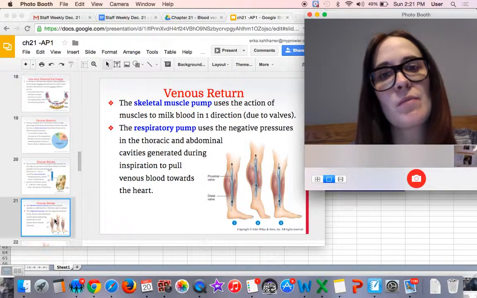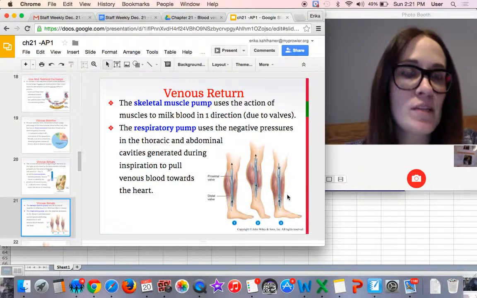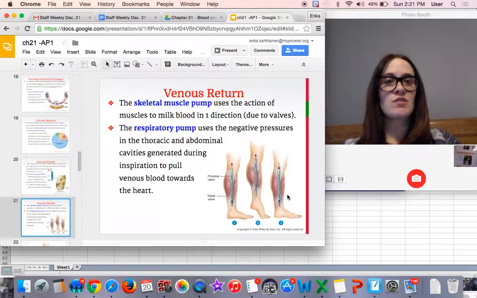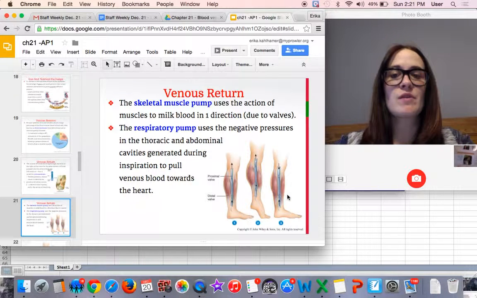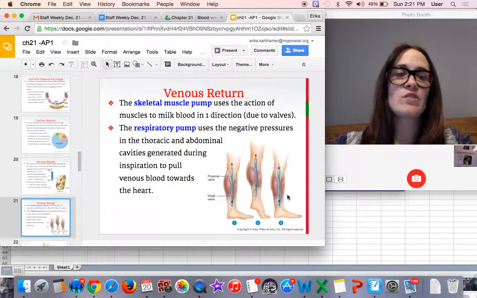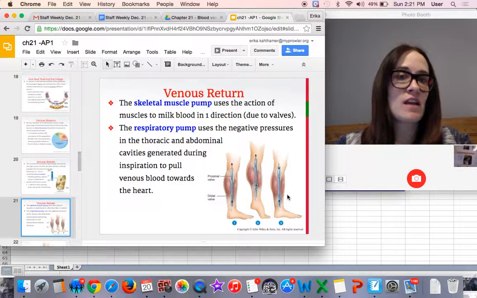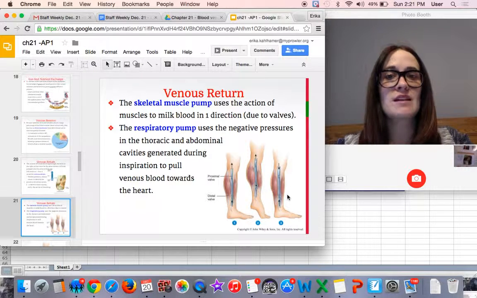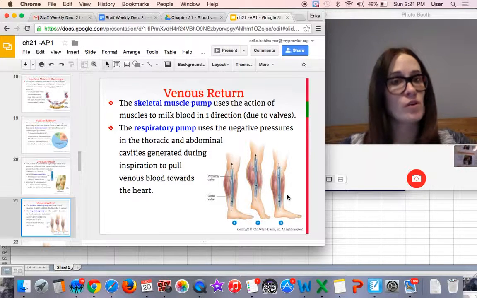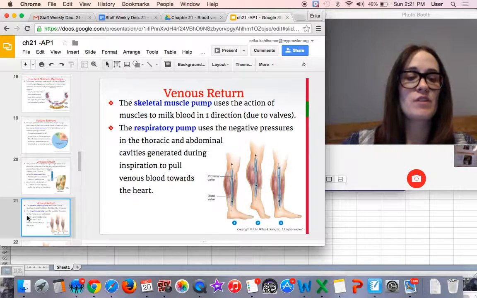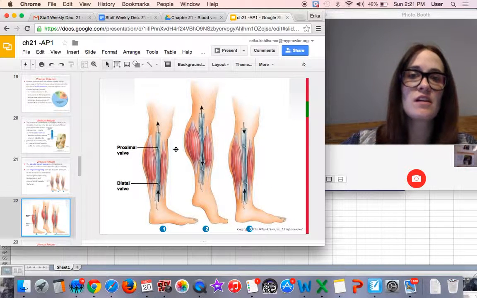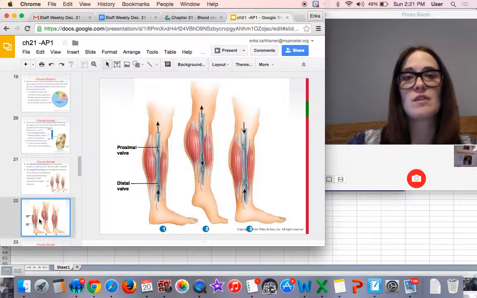The respiratory pump is simply your respiratory system, your diaphragm, that muscle that separates your thorax from your abdomen. As you inhale, it creates a negative pressure within the thoracic and the abdominal cavity, and it pulls the blood in your veins towards the heart due to that negative pressure. And this is just a closer image of the skeletal muscle pump.